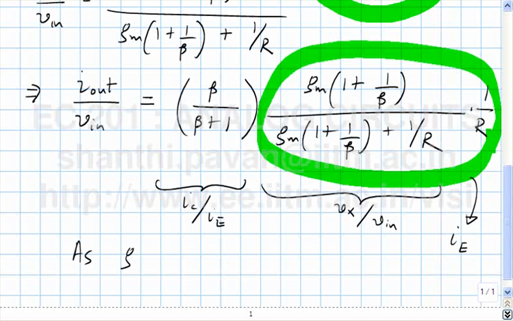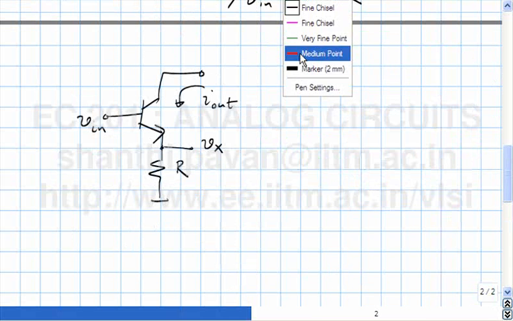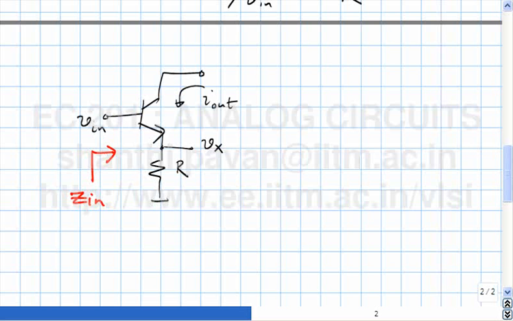As Gm tends to infinity and beta tends to infinity, Iout by Vn becomes equal to 1 over R. What happens to the input impedance? What is the expression for input impedance? It is beta plus 1. We did this yesterday. It's beta plus 1 times R plus beta by Gm. And sure enough, as beta and Gm tend to infinity, we see that the input impedance goes to infinity.